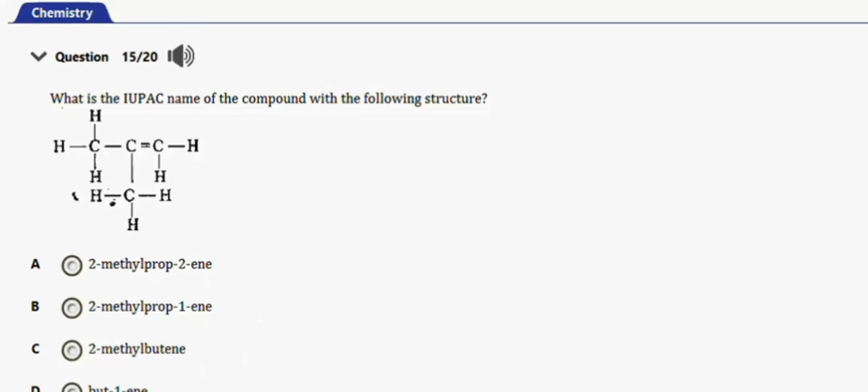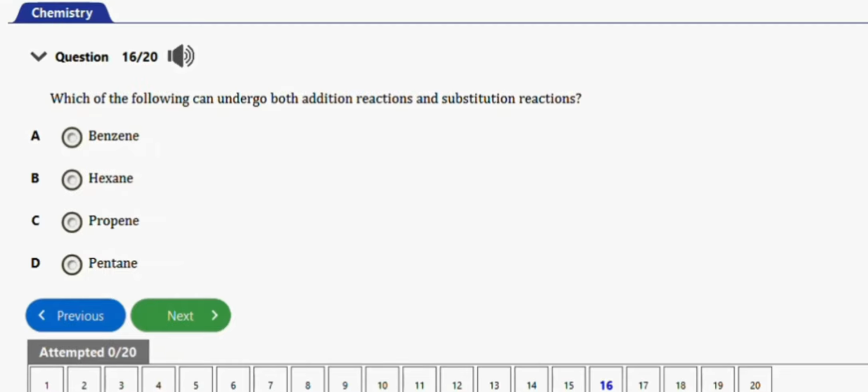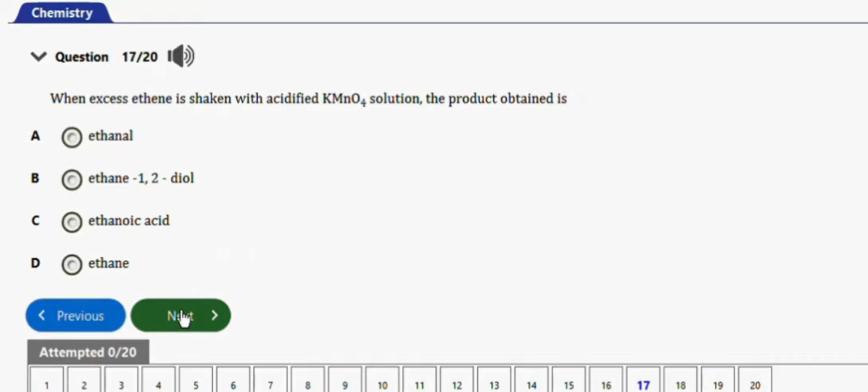The next question says, which of the following can undergo both addition reactions and substitution reactions? So it's benzene, option A. Very important. This question oftentimes gets repeated. The next question says, when ethene is shaken with acidified potassium manganate(VII) solution, the product obtained is, so it's going to be ethane-1,2-diol. Option B, that's the right answer. Take note of this question.